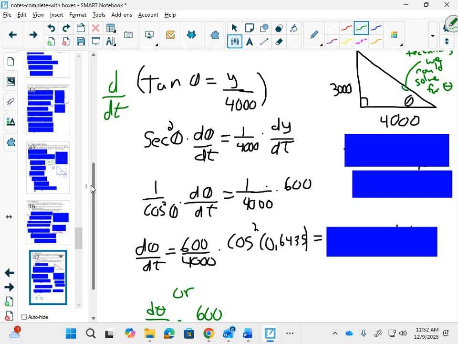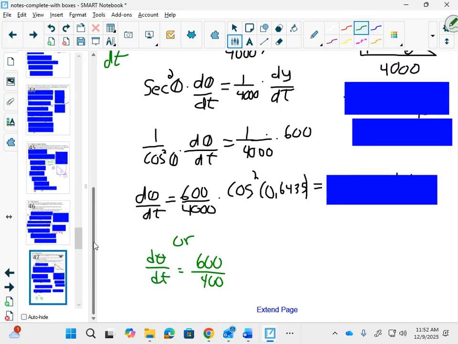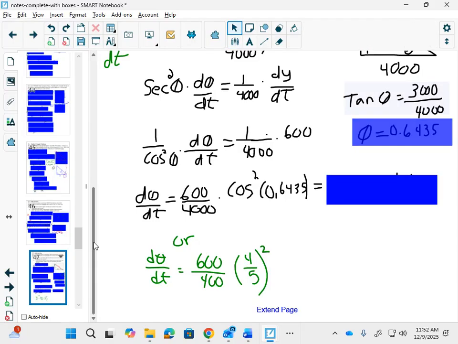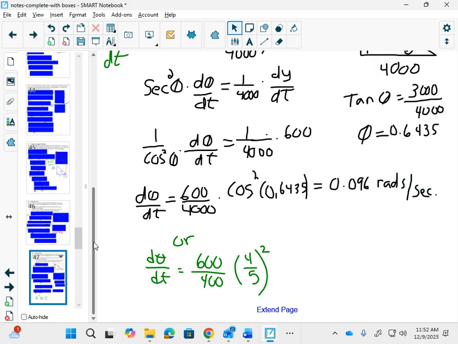Adjacent over hypotenuse. So 4,000 over 5,000, which I could reduce to 4 over 5, because that's cos of theta, and still square it. And then I wouldn't have to find theta. So I could use SOHCAHTOA and find theta, or I could skip that and get my value this way. And either way, if you type this into your calculator, you will get that as an answer.